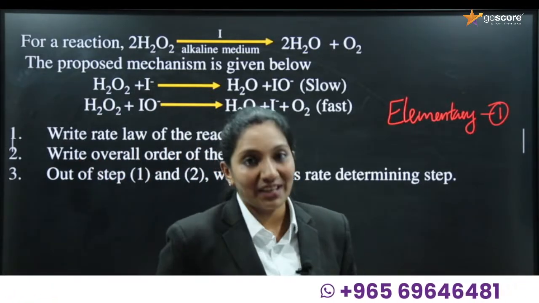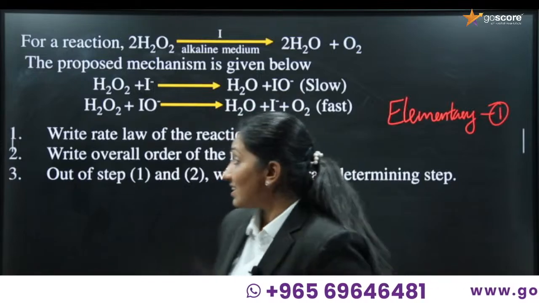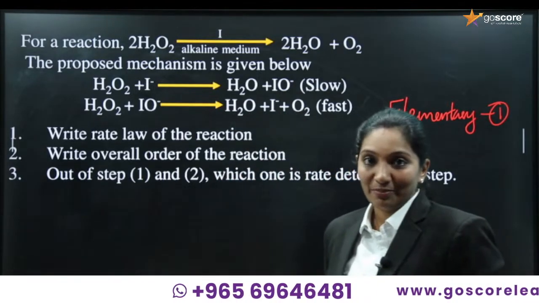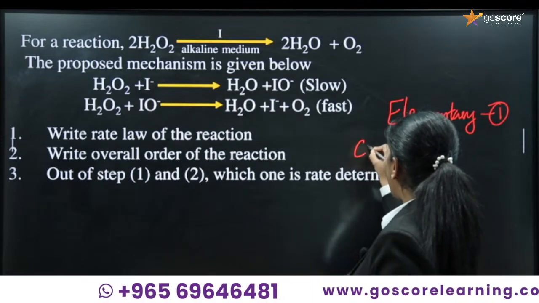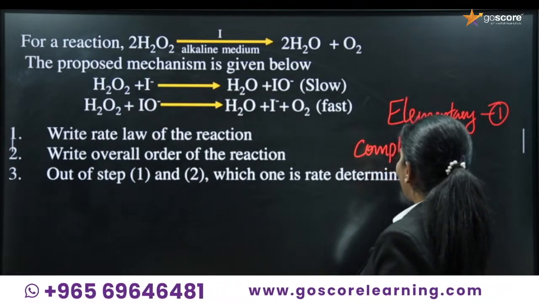So, for such types of reactions, where the reaction takes place in more than 1 step, we call those reactions complex reactions.